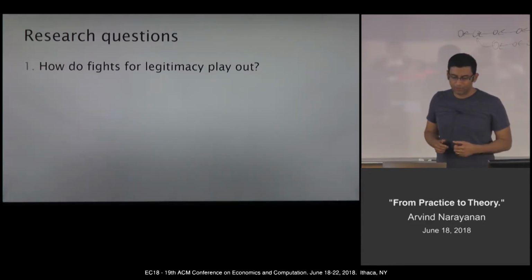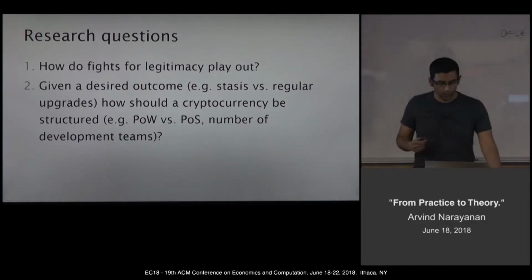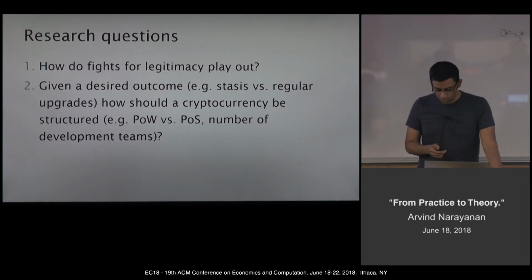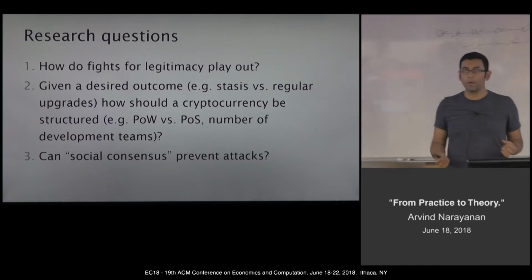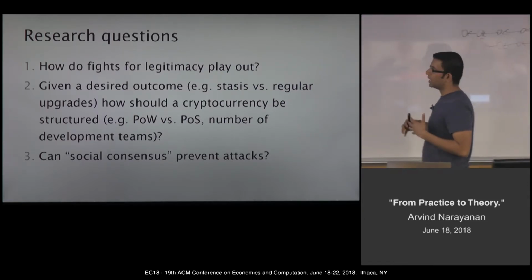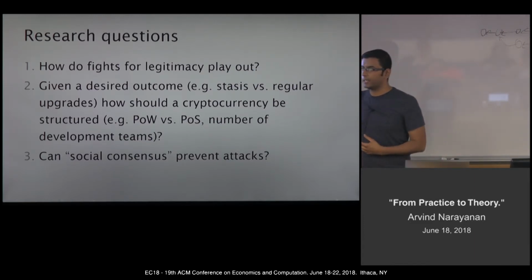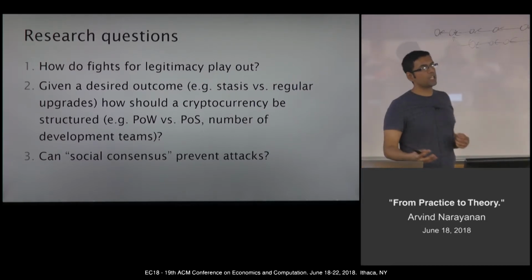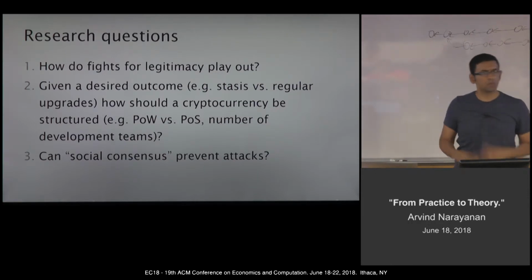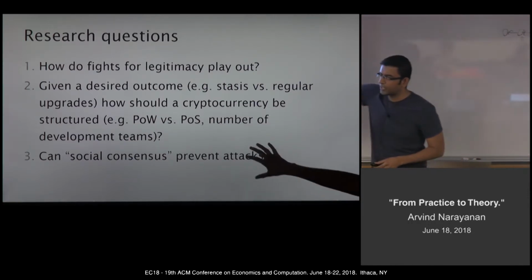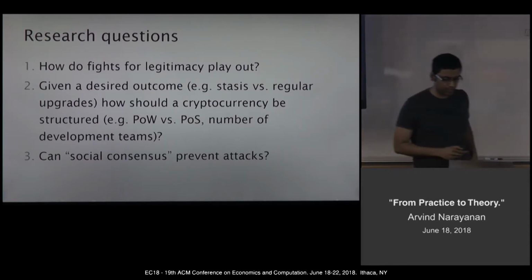So you can ask, how do fights for legitimacy play out? And how should we structure a cryptocurrency so that we might have one kind of outcome or another? Is there a role for so-called social consensus, which Vitalik and others have proposed as a way of dealing with these forks, in which the members of the community, including the developers and service providers and exchanges and so on, will decide that one branch of the fork is legitimate and the other one is not, so we should all follow this one? So can we actually model what happens during that process, and is that a legitimate way to resolve some of these forks in cryptocurrencies?